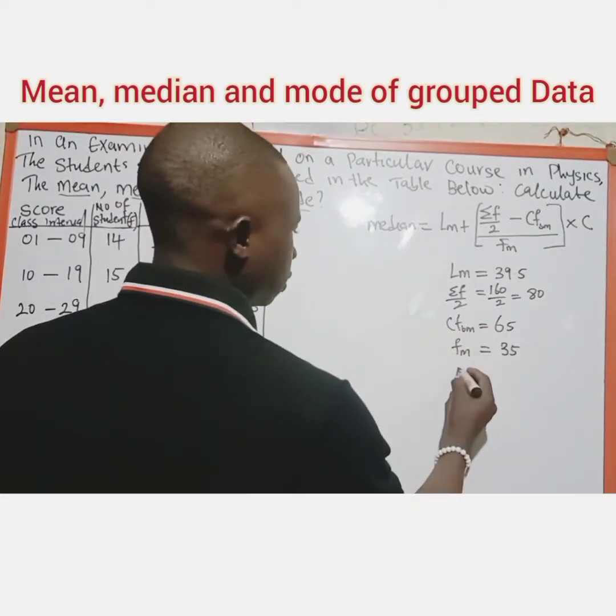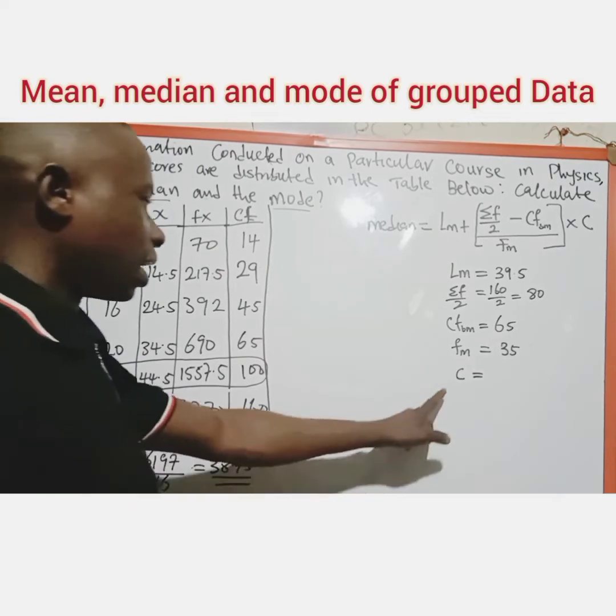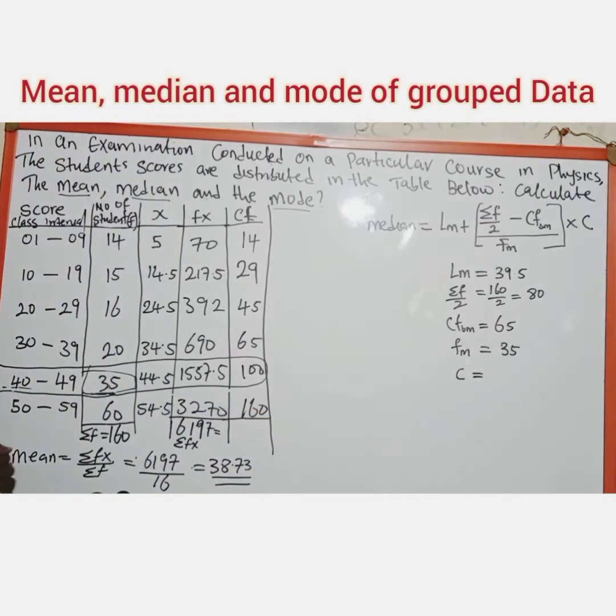So the next is C, and C implies class size. How are we going to get our class size? For the class size, we are going to add the upper class boundary of the median plus the lower class boundary after the median, divided by 2. We find the midpoint, then minus the lower class boundary of the median plus the upper class boundary before the median. We subtract them from each other.